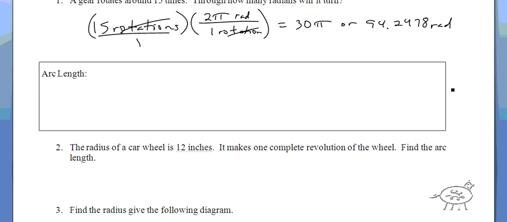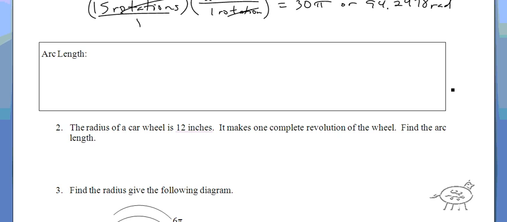All right, this next formula here is actually a really super important formula. It's S equals R theta. That's the arc length. Okay? And R is equal to the radius. And theta is called the central angle.